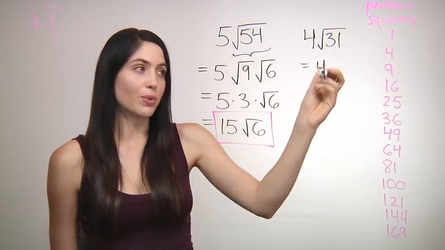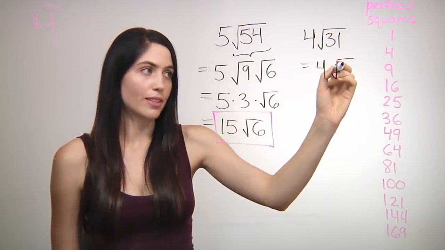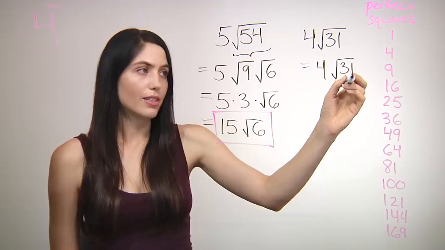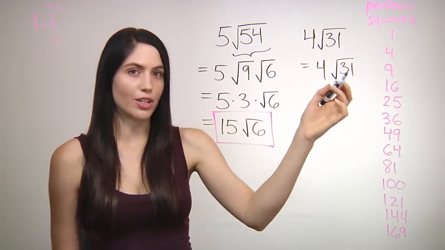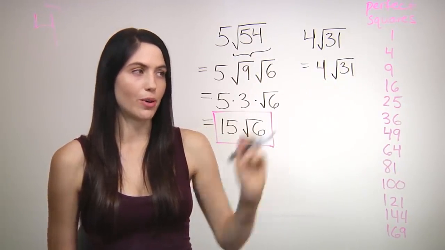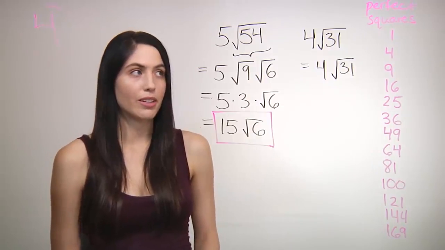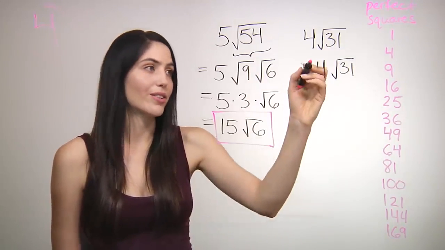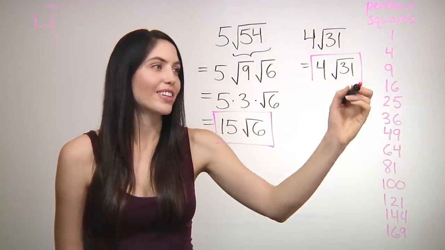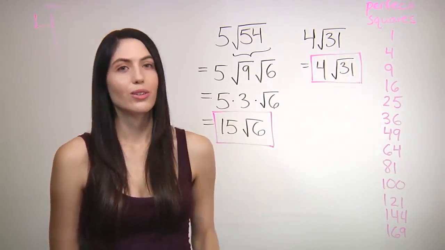All you need to do is rewrite square root of 31 in this case. So it's okay if sometimes a larger number can't be broken down anymore. Sometimes the problem you're given can't be simplified any further. So the answer is once again 4 root 31.